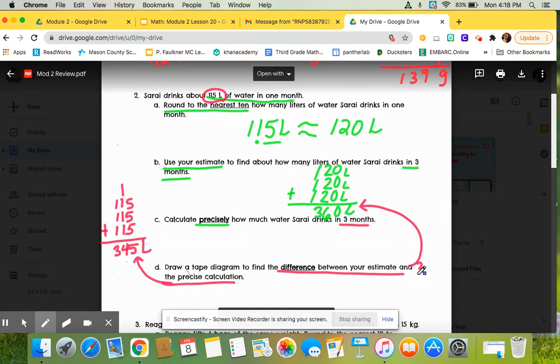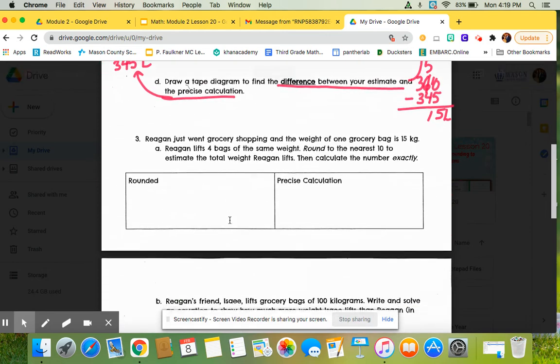All right, so we have 360 minus 345. Well, we have 0 ones, so we need to take away 5. Gotta go borrow. So go next door. We now have 5 tens and 10 ones. 10 minus 5 is 5. 5 minus 4 is 1. And 3 minus 3 is 0. So 15 liters is the difference between the estimated or the rounding and the actual calculation.